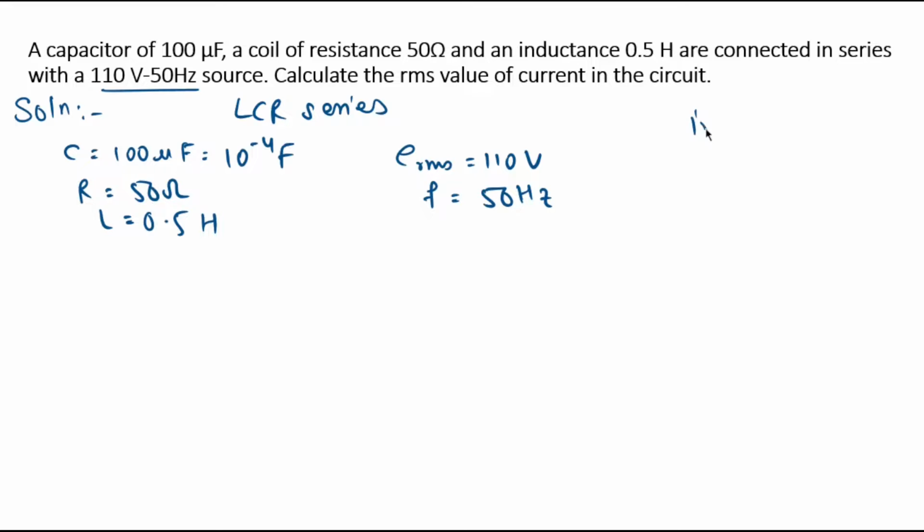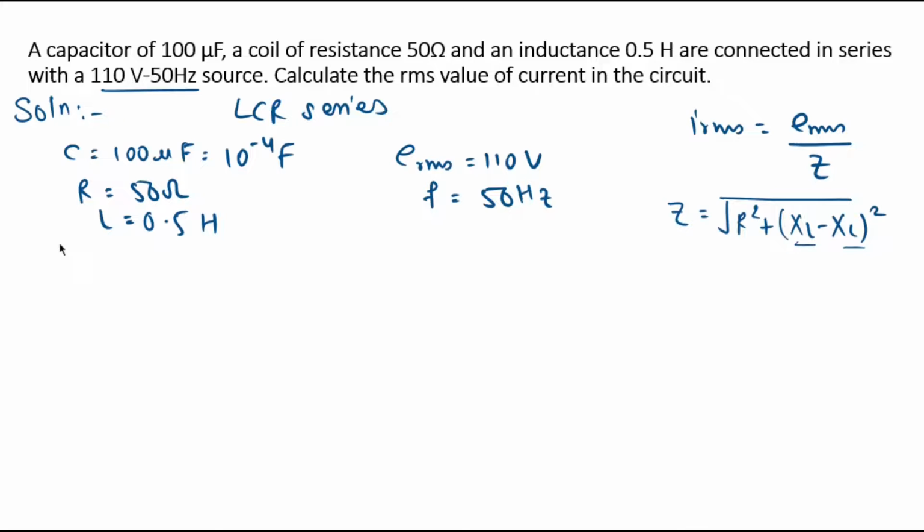So IRMS is given as, for a series LCR circuit, ERMS upon Z. Now we can say that ERMS is 110 volt, but we need to calculate the value of Z, and for a series LCR we know Z is given to us as root under R square plus the reactance, that is XL minus XC, square.